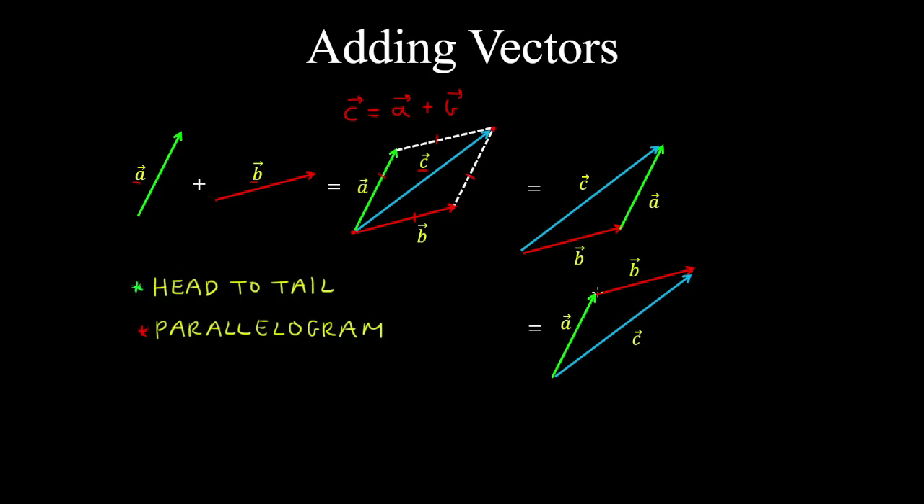And using the head-to-tail method, we can put the tail, or initial point, of B at the head, or terminal point, of A. And the resulting vector is drawn from the tail, or initial point, of A to the terminal point of B. So in this case, we have C is A plus B. And alternatively, we can place the initial point of A at the terminal point of B, and our resulting vector C is drawn from the initial point of B to the terminal point of A. So in this case we have C is B plus A. So as we can see in both cases, we have the same resulting vector C. So therefore vector addition is commutative.